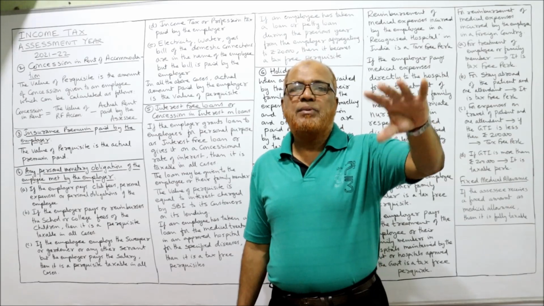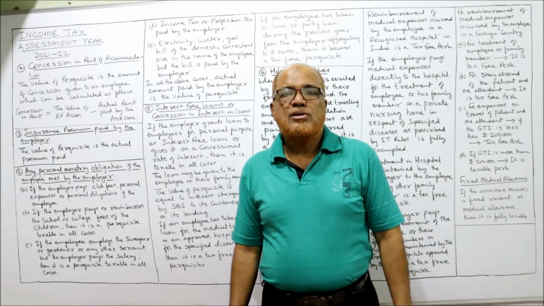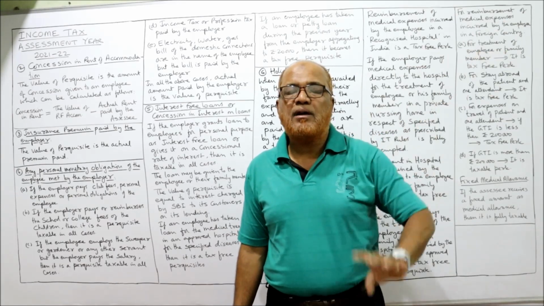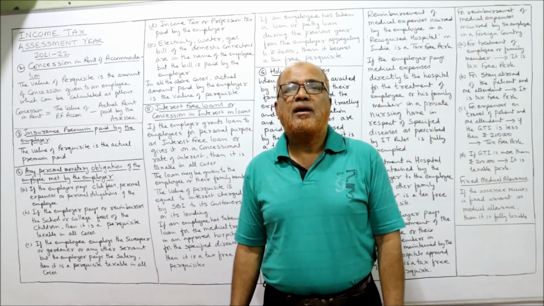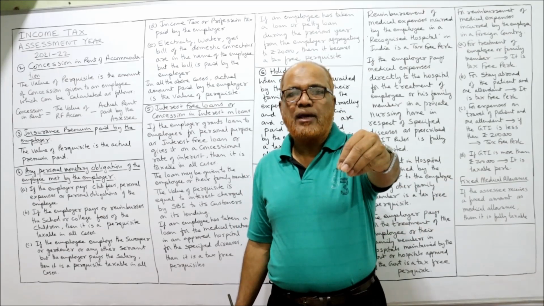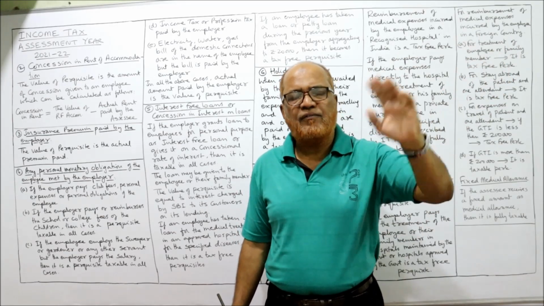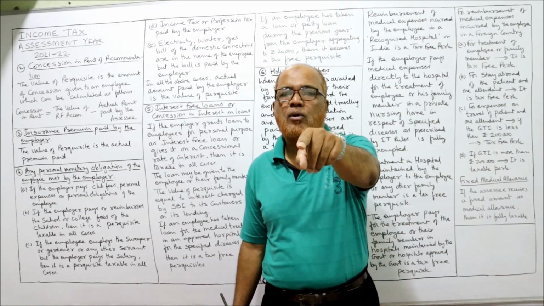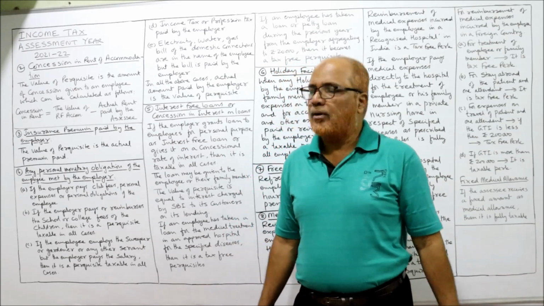Suppose the employee has become a club member. When he has become a club member, the employee himself should pay the membership fee. But here the employer has agreed. The employer tells the employee, you become the club member, we will pay the fees to the club. In that case, it's a monetary obligation of the employee paid by the employer.